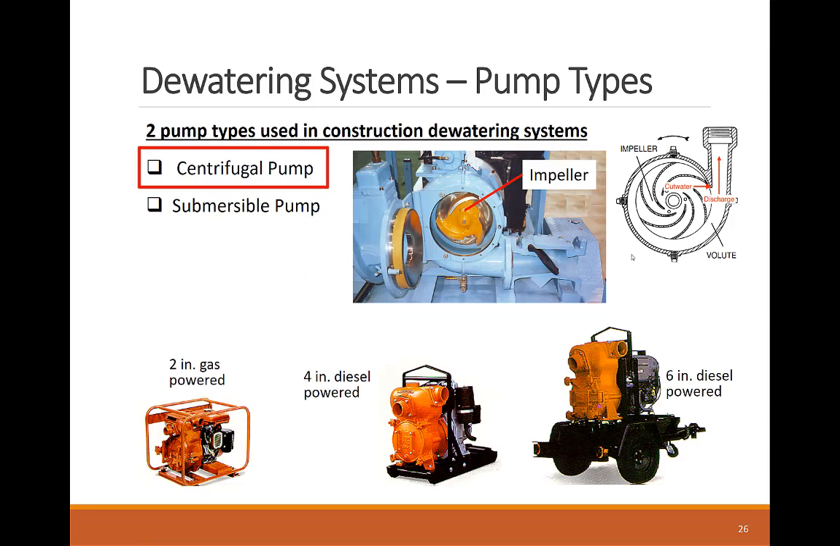There are two main pump types that are commonly used in construction. The centrifugal pump pushes the water by its rotating impeller. The pump can be a single stage centrifugal if it has only one impeller, and a multi-stage pump if it is equipped with two impellers or more.